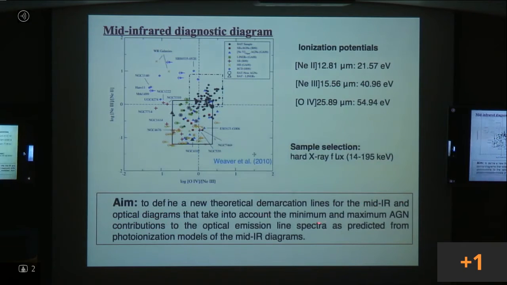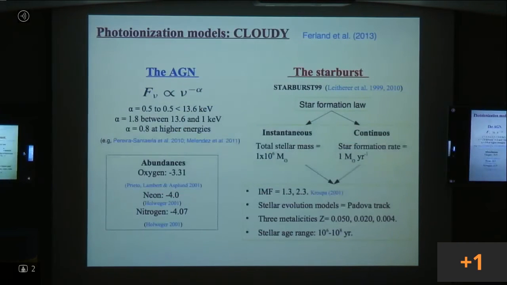that take into account the minimum and maximum contribution of the AGN to the emission line spectrum, as predicted from photoionization models of the mid-infrared diagrams, where the emission lines are less affected by extinction. To do that, we use the photoionization code Cloudy, and we start by defining the AGN photoionization source and the starburst. For the AGN, we assume a broken power law and these typical abundances.